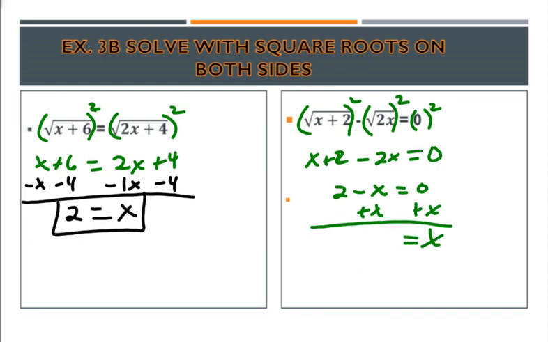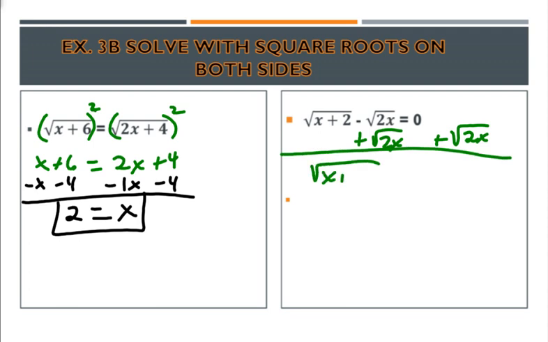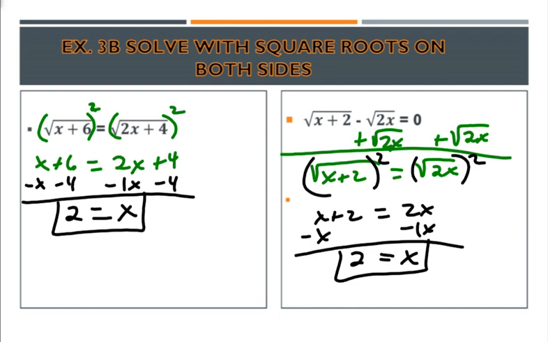x equaling positive 2. Now, if we went the other way like we were doing before, let me erase this, and we can see if we get the same answer. If I add the square root of 2x to both sides, now you have the square root of x plus 2 equals the square root of 2x. To get rid of the radicals, I square both sides. You end up with x plus 2 equals 2x. Again, I can subtract an x on both sides, and I end up with x equaling 2. So either way, as long as you're following the correct rules, you can still get the same answer.